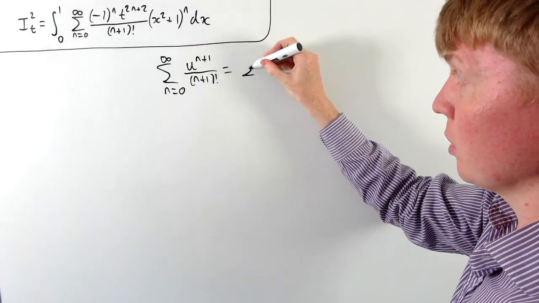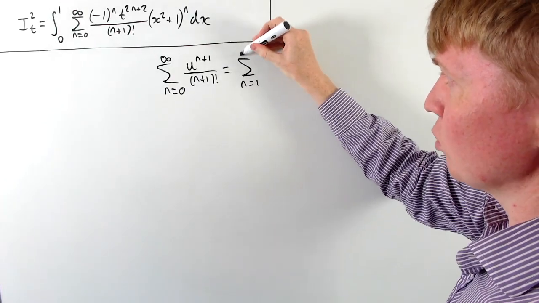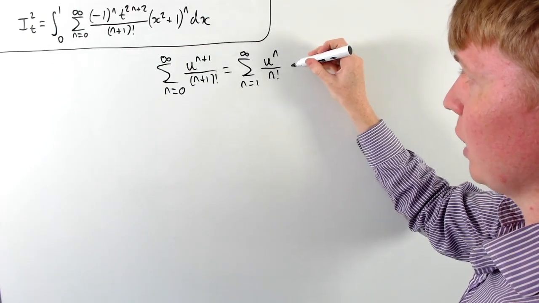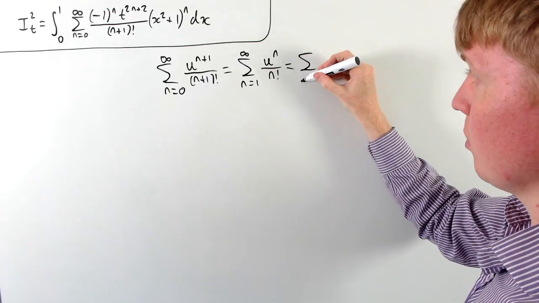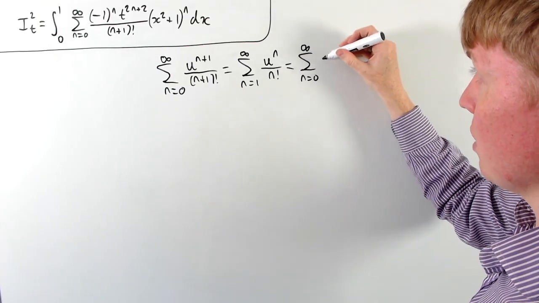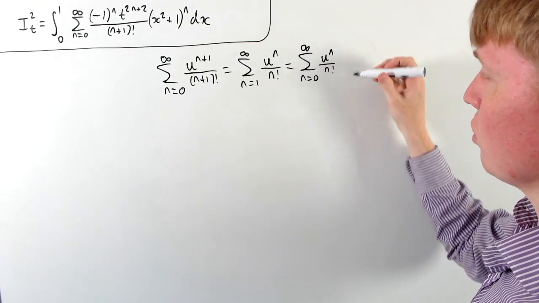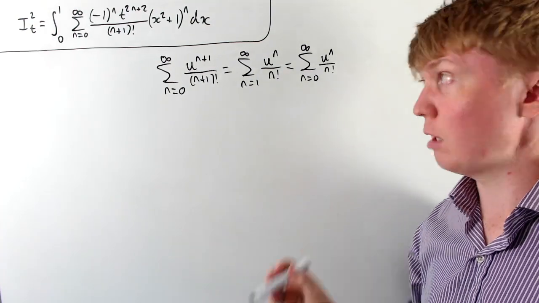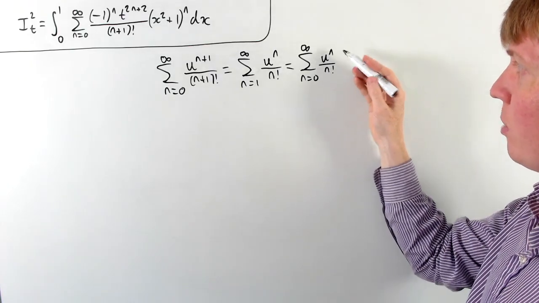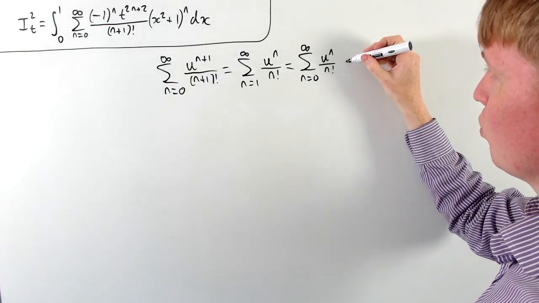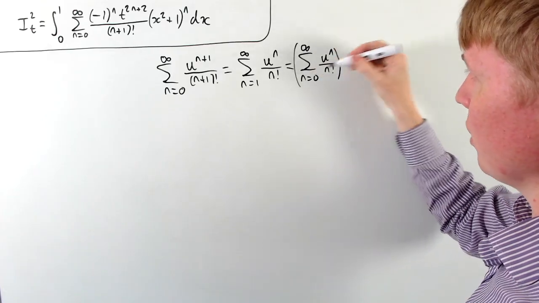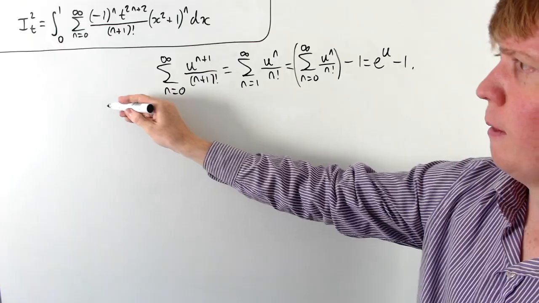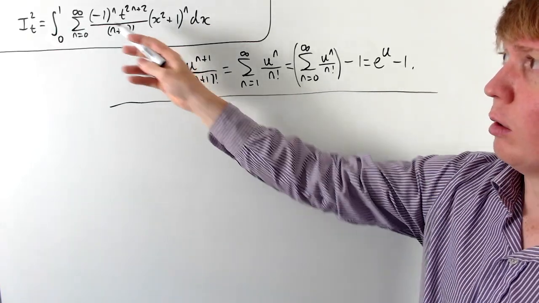So we can write this as being the sum from n equals 1 to infinity of just u to the n over n factorial. So this is the same as our sum going from 0 to infinity of u to the n over n factorial, but we just need to take away the n equals 0 term. And the n equals 0 term, u to the power of 0 over 0 factorial, is just 1. So we just take away 1 there. You can see that this is now e to the u minus 1.